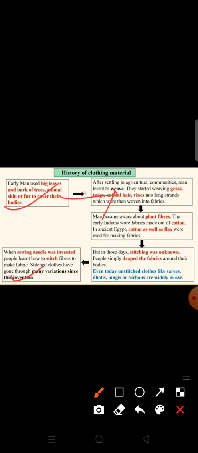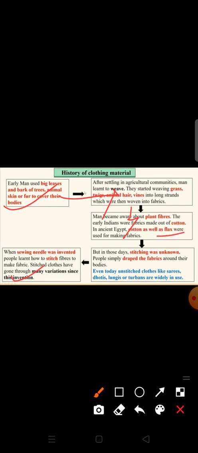After the beginning of agriculture, man learned to weave, and they started weaving grass, animal hairs, and vines into long strands, which were then woven into fabrics. And after that, man became aware about the plant fibers. The early Indians also wore fabric made out of cotton. And in ancient Egypt, cotton as well as flax were also used for making different types of fabrics.